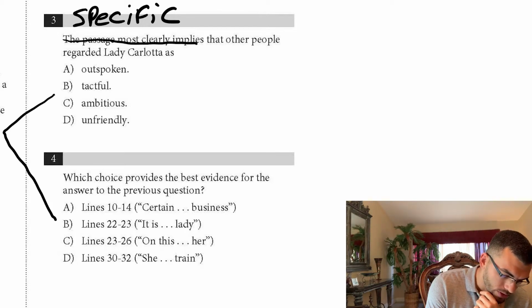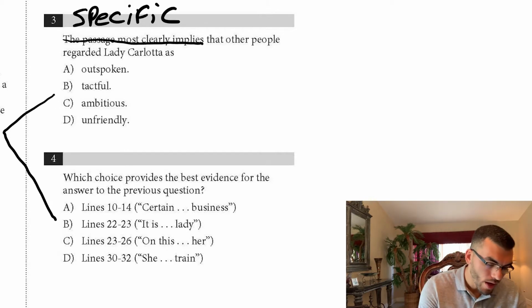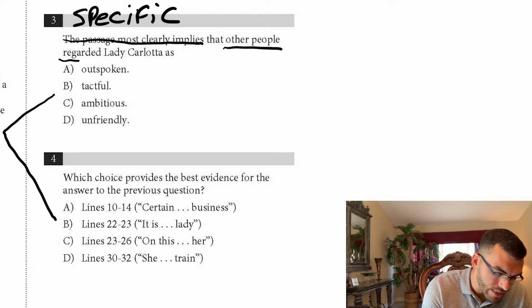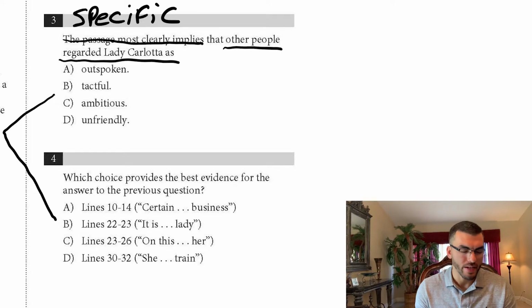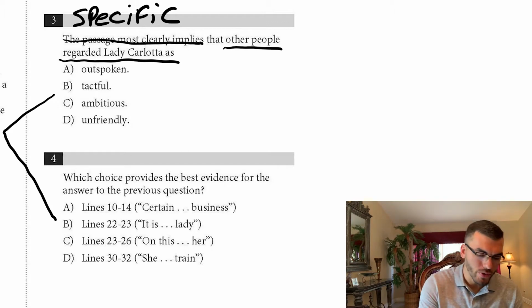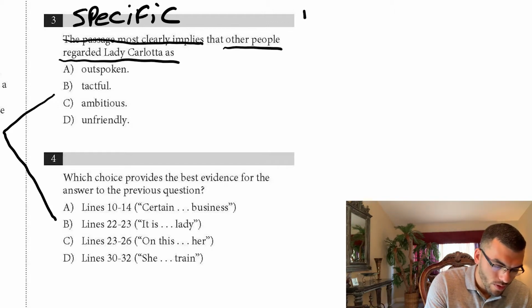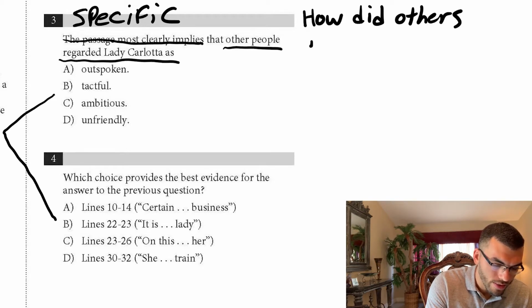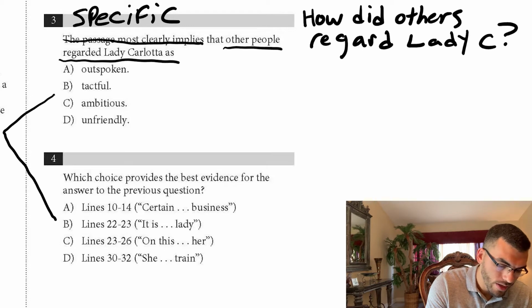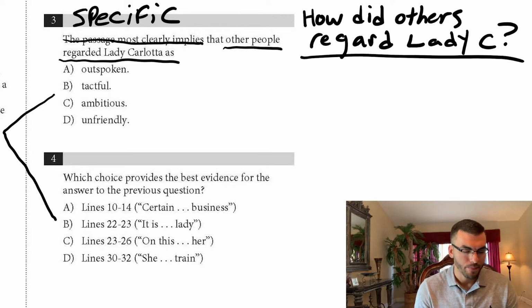The passage most clearly implies, I can get rid of that. Other people regarded Lady C as, remember, always abbreviate, Lady C. Other people regarded Lady C as. Another way that you can put it is, how did others regard Lady C? How did they feel about Lady C? What did they think about Lady C? How did others regard Lady C?